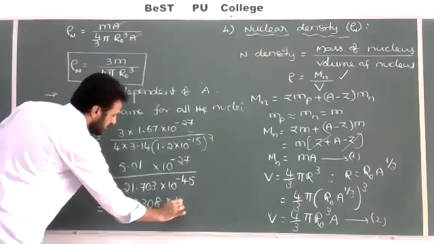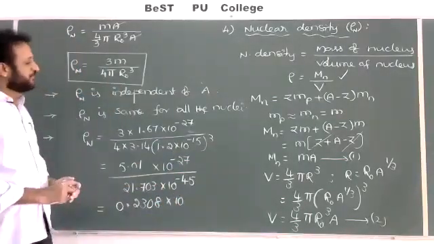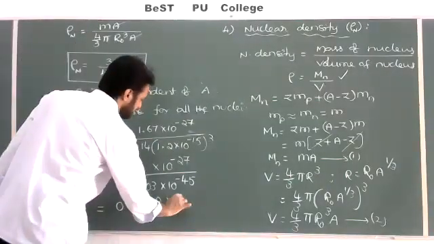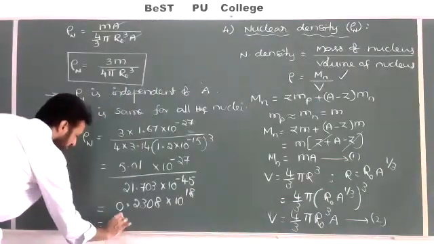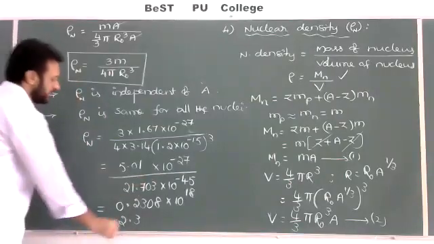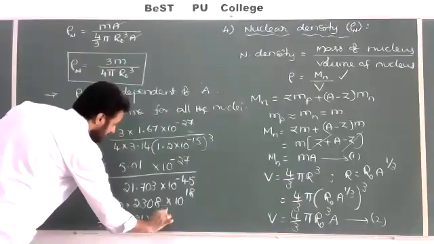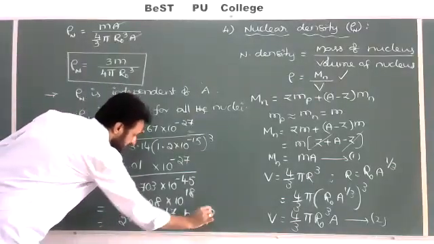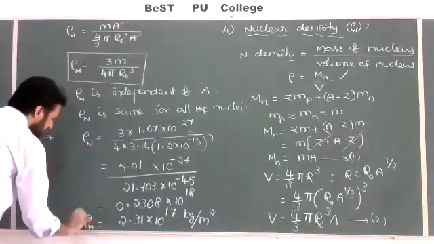0.2308 into 10 to the power of, take minus 45 to the numerator, it becomes plus 45 minus 27, 10 to the power of 18. Adjust one digit, that is 2.308. I want to round off this value, approximately 2.3 into 10 to the power of 17 kg per meter cube. So that is the value of nuclear density.